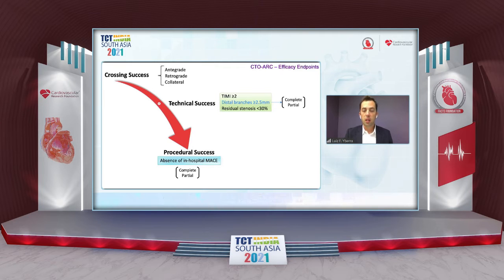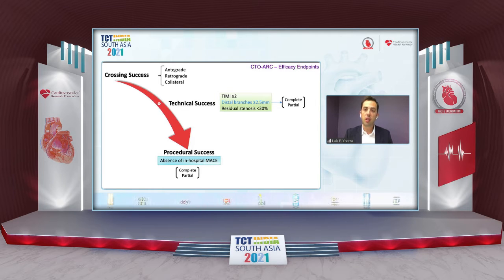So the consensus of the CTO work was that because of the collaterals, we are not always able to achieve a TIMI 3. So although we have all the good features of a successful intervention, not having a TIMI 3 flow would be unfair to the procedure. This still needs to be proven in ongoing future studies. Also, you need to achieve revascularization of all distal branches equal to or greater than 2.5. That's a complete technical success.